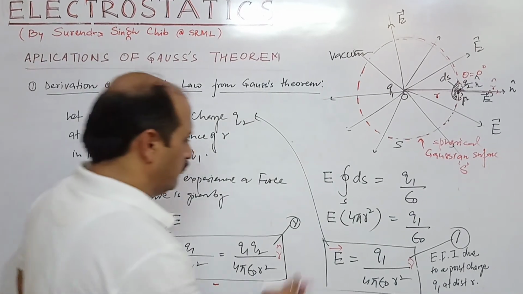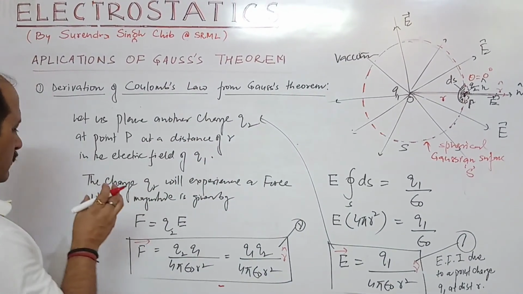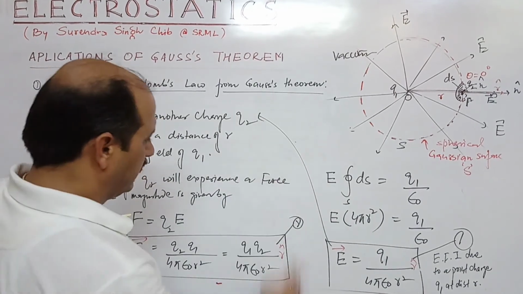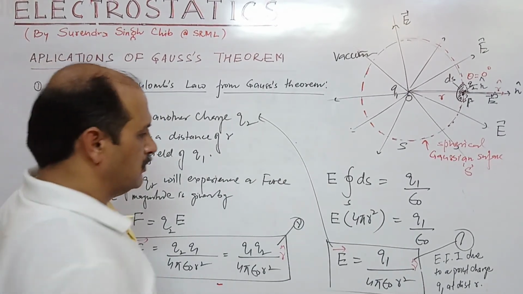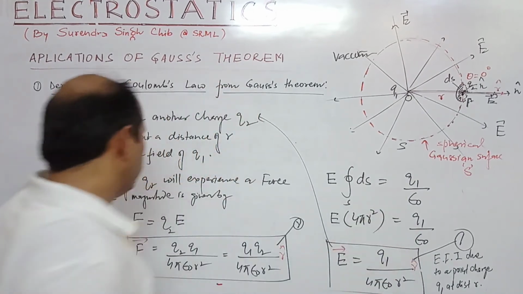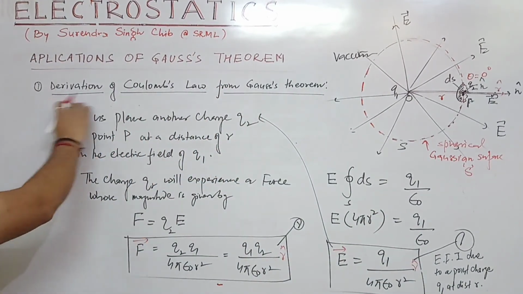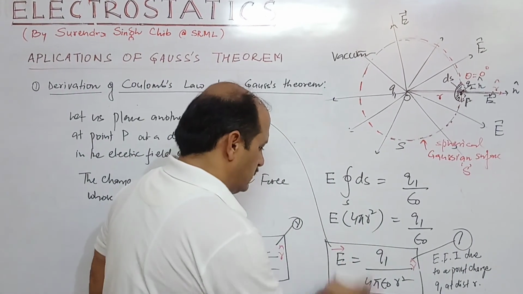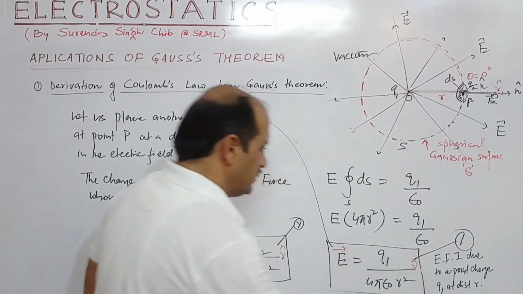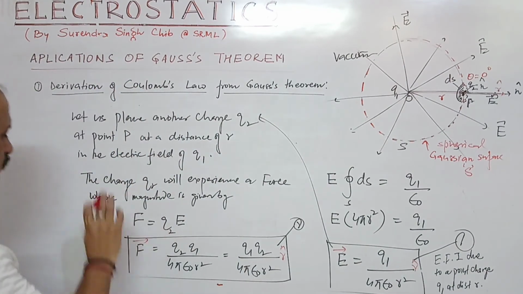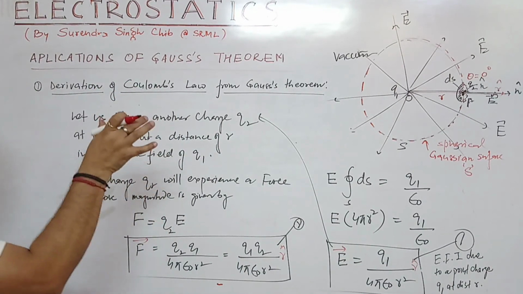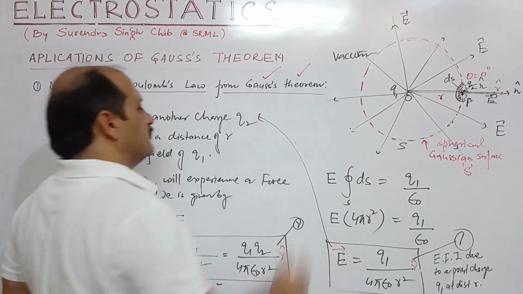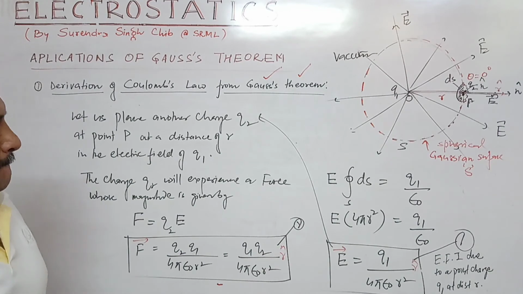If you want to take the magnitude only, remove this vector and remove this r cap, because r cap has a magnitude 1. This is the way we have derived two things using Gauss's theorem: the electric field intensity due to a point charge at a distance r, and Coulomb's law, the force between the two charges.